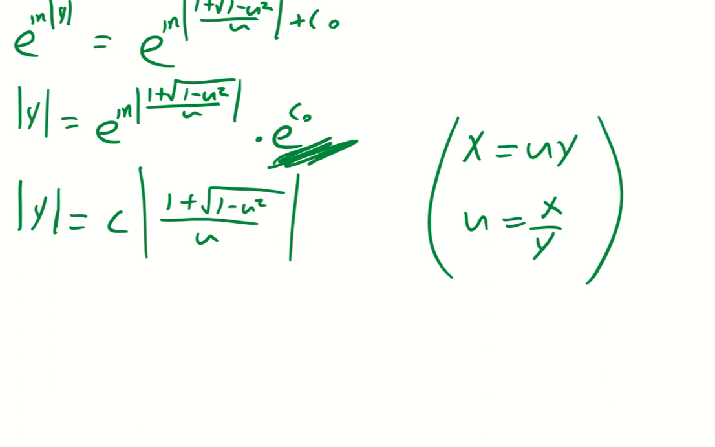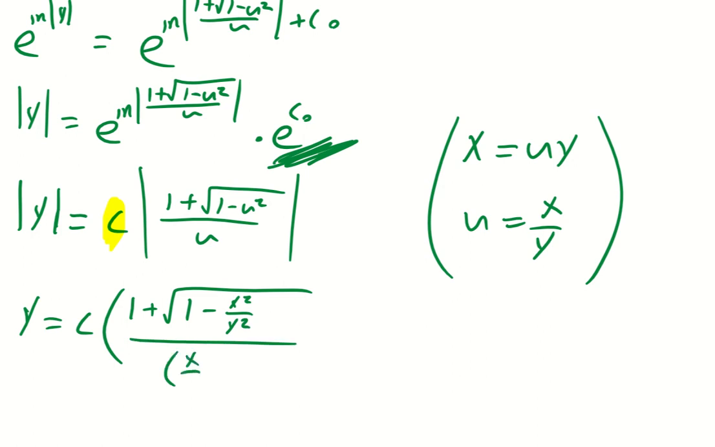However, I can actually drop the absolute value signs here because the plus and minus, so to speak, can be absorbed into our arbitrary constant. So we're good to go, actually. So now we have y is equal to c times this quantity. So u squared, so this is x squared over y squared. And here we have x over y.